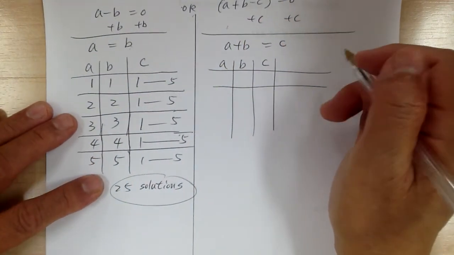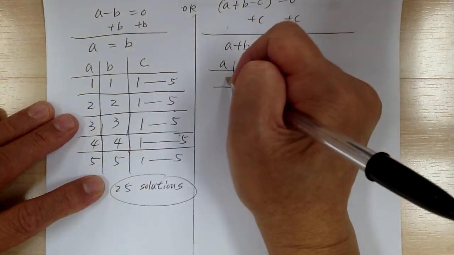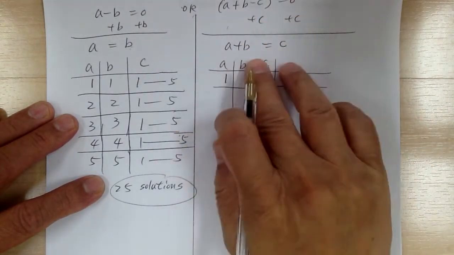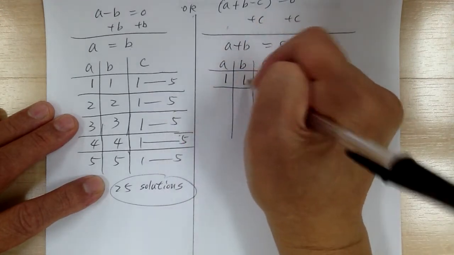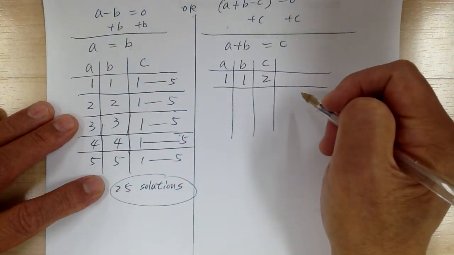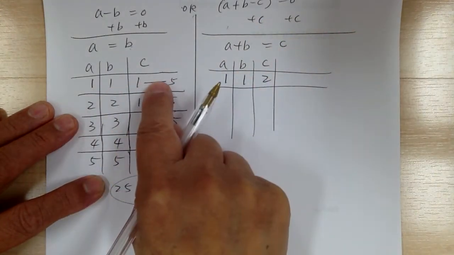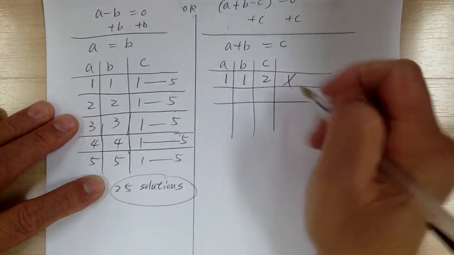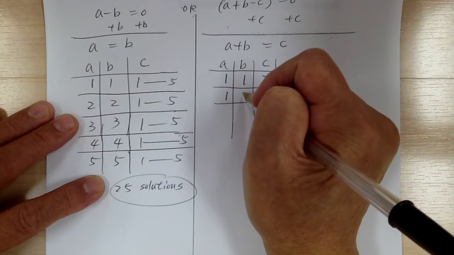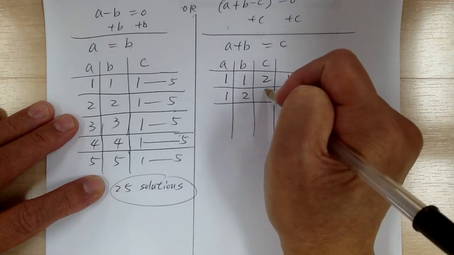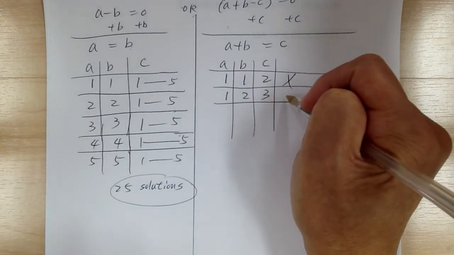Okay, so let's go and try all different ones. Let's start with A equal to 1. Let's start with the lowest number. So 1, 1, C will equal 2. But 1, 1, 2 is already accounted for over here, so don't count it again. Then you can have 1, 2, and then C will equal 3. And so this one is good.